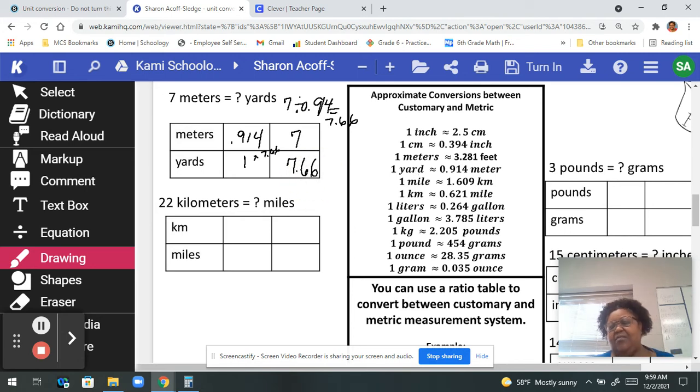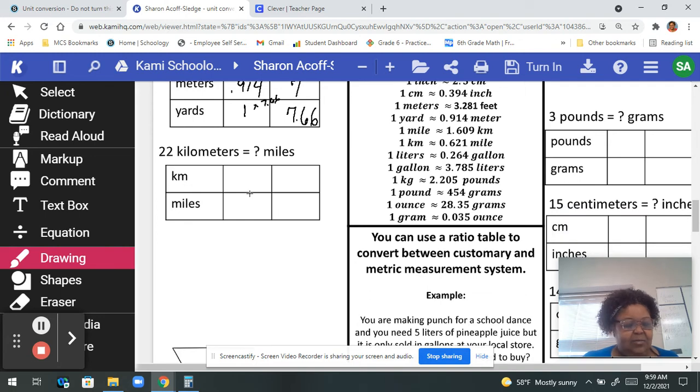So that lets me know whenever I see meters in the metric system, I kind of know that it's about a yard. And when I see kilometers, I kind of know it's a little bit smaller than a mile. Like a kilometer is about 60% of a mile. So that's how I look at it. So it's compatible in a way.